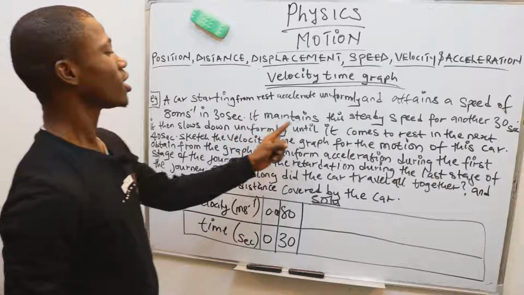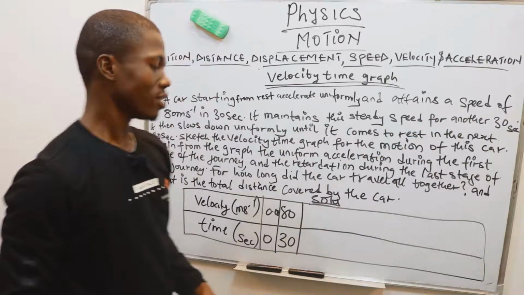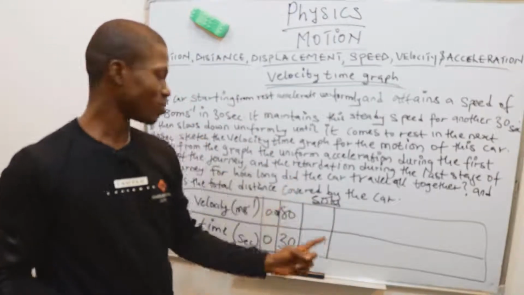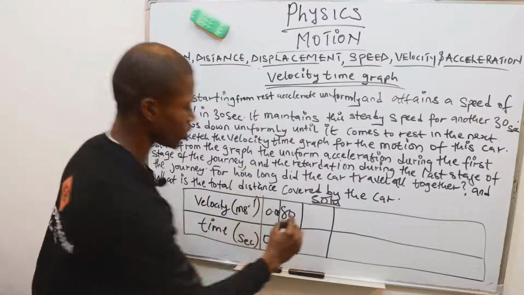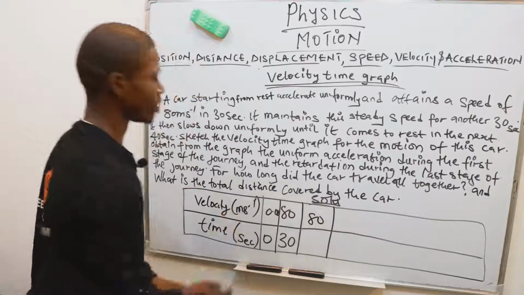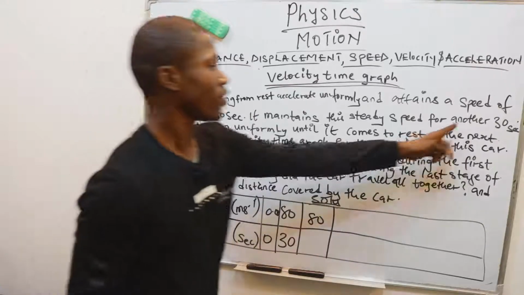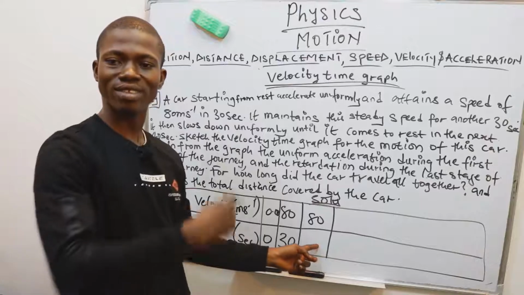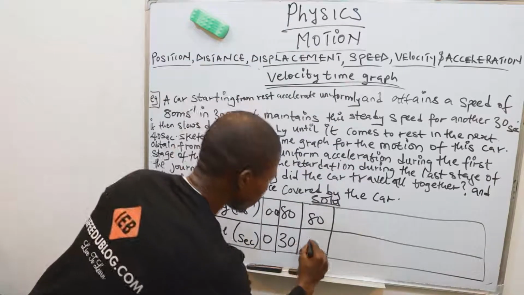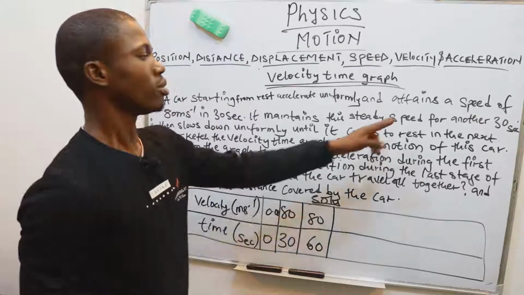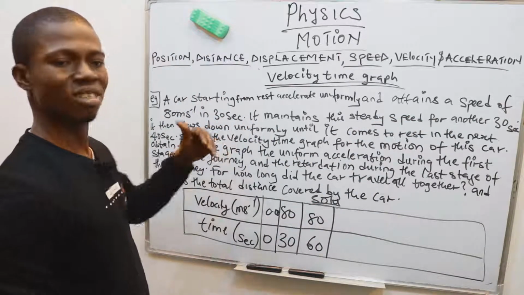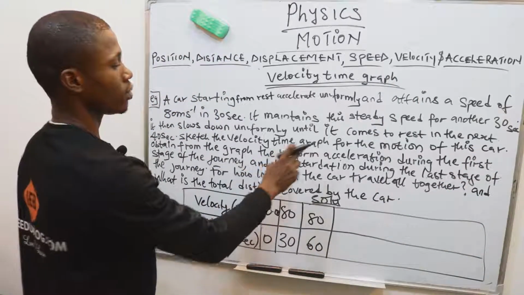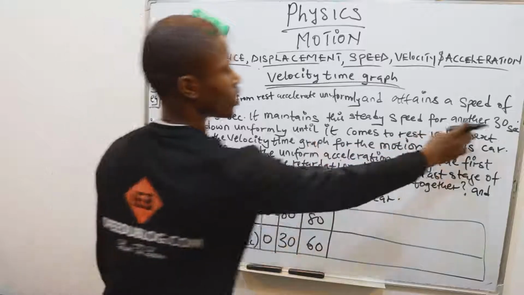It maintains this steady speed for another 30 seconds. It maintained that steady speed. The speed did not decrease or increase. So here is another 80 meters per second for another 30 seconds. The first one is 30 seconds, so the second one is 30 seconds plus 30 seconds, which gives us 60 seconds. It maintains the speed for another 30 seconds, so the total is now 60 seconds.